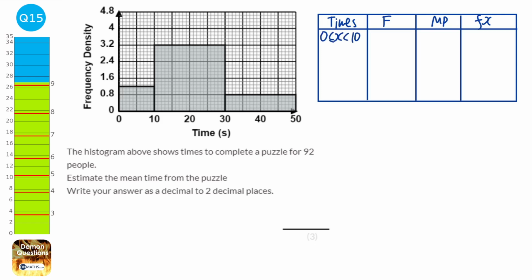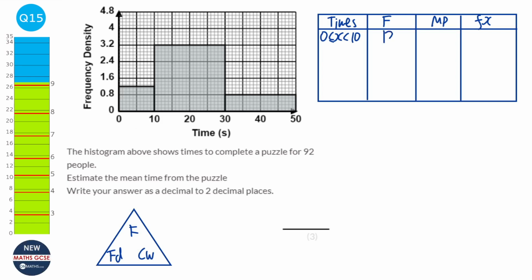And to find the frequency, I might as well just show this. So the frequency density is proportional to the frequency over class width. The class width here is 10, and the frequency density is 1.2. So 10 times 1.2 will be 12. And then the next group is up to 30. So we're doing 20 times 3.2, which will be 64. And then the final one will be 30 to 50. So again, we're doing 20 times 0.8, which will be 16.